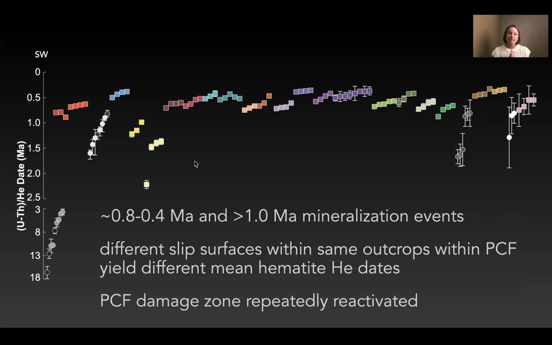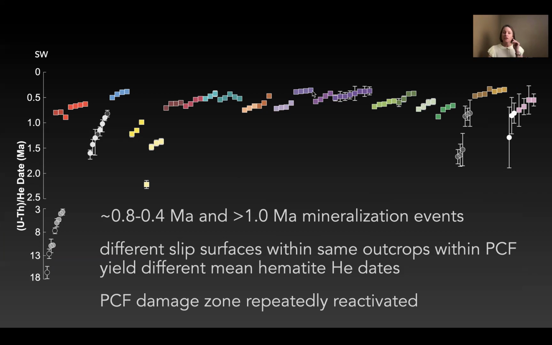We know from SEM work that our hematite helium aliquots have the same closure temperature as the apatite helium system. And yet, the vast majority of our hematite helium dates are younger than the corresponding apatite helium data from adjacent nearby rocks. And so what we see is that the hematite helium dates reveal mineralization events greater than a million years, but the vast majority of our data are recording mineralization events that are happening between 800,000 and 400,000 years ago. What's so remarkable about these data is their internal reproducibility at the sample level.